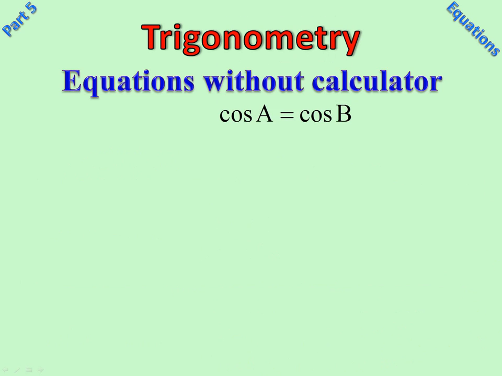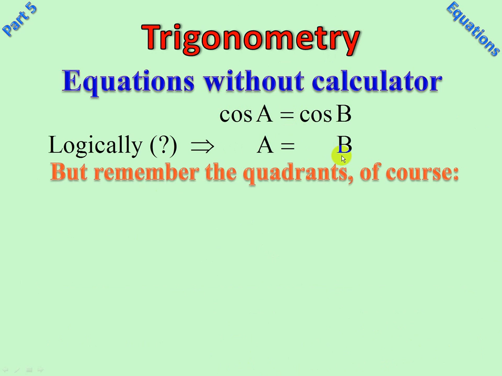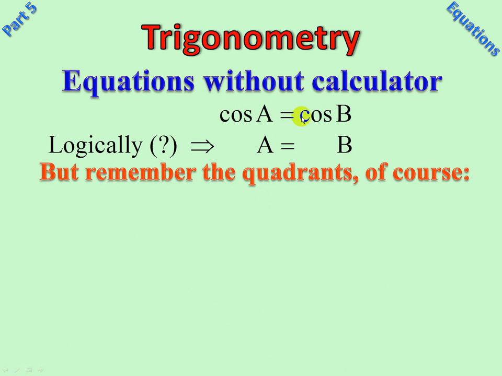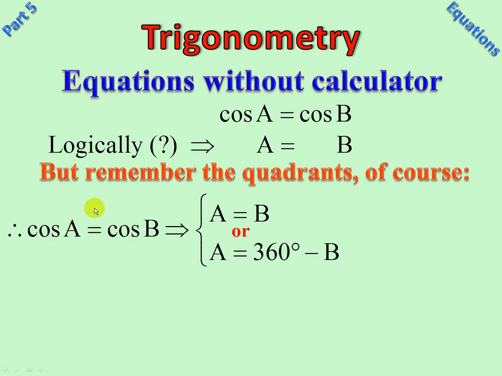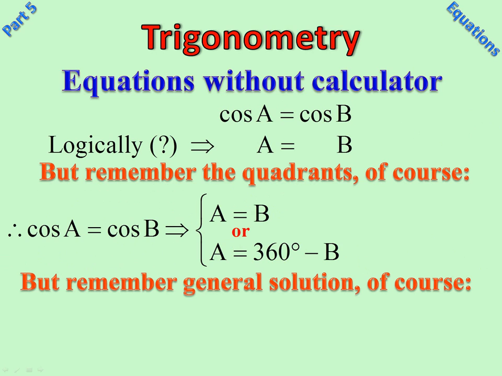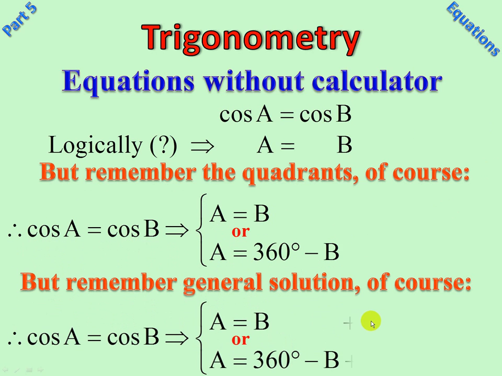Same thing happens for cos. Cos A equals plus cos B. Well, that means A equals B, but of course the quadrants, where is cos positive? First and fourth. So the fourth, 360 minus. Cos A equals cos B means A equals B, or A equals 360 degrees minus B. Of course, remember the general solution again. So we're going to say plus K 360, K element of Z. So there we are.